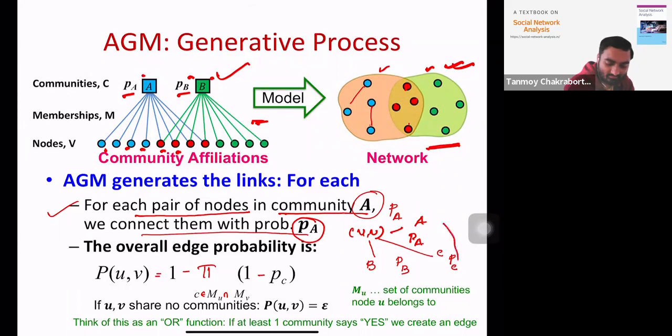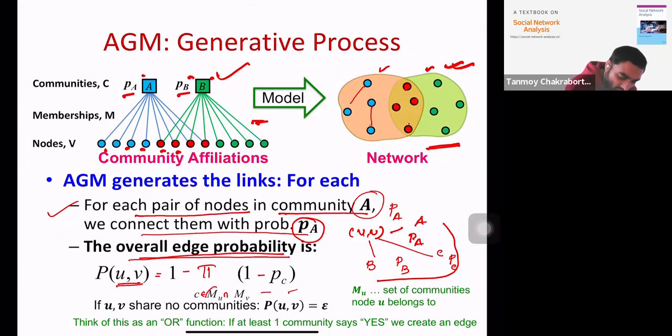Now, the more the shared communities, the higher the chance that they are connected, right? So the overall edge probability between a pair of nodes U and V is this one, okay? Now let's look at the second part.